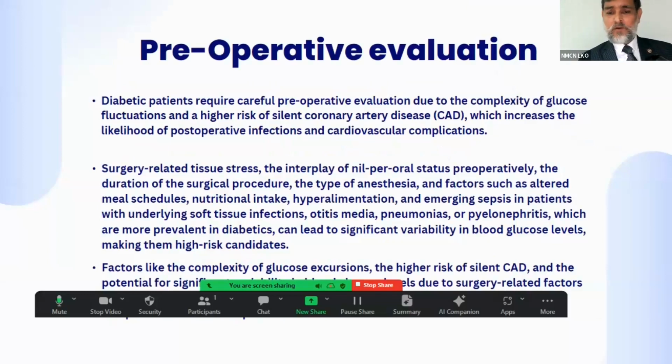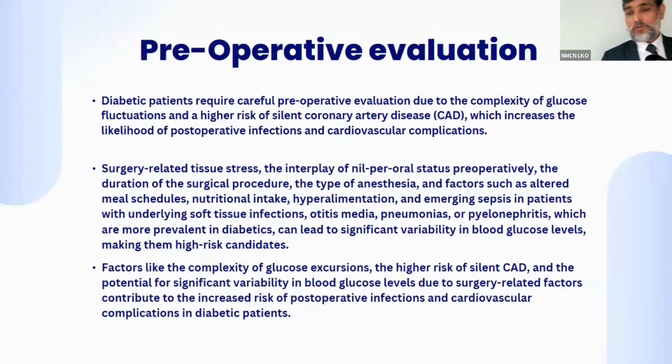Preoperative evaluation, as we have already seen in earlier speakers' talks, is what we have to look for. Diabetic patients require careful preoperative evaluation due to the complexity of glucose fluctuation and the higher risk of silent coronary artery disease, which increases the likelihood of postoperative infections and cardiovascular complications. The new concept in the assessment of diabetes is variability in the glucose level. You have seen that now so many patients are wearing glucose sensors. They are there to estimate how blood sugar is jumping around or fluctuating.